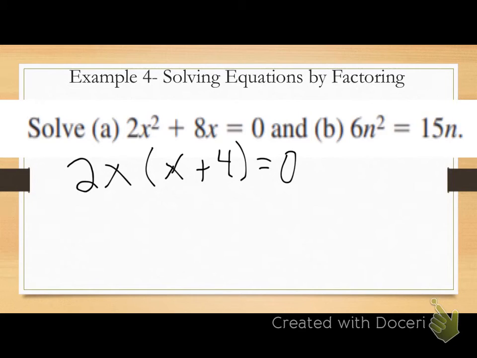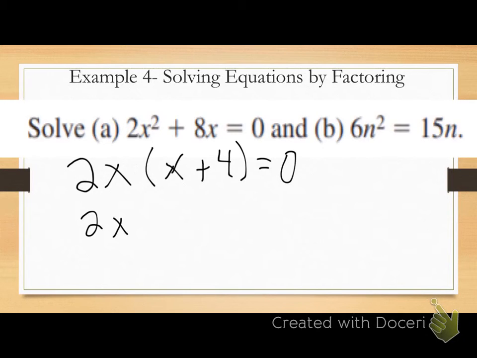Did I factor out the GCF? Yep. 1 and 4 don't have any other numbers besides 1 that go into them. They don't share any more variables, do they? So I've got the greatest common factor. What can I do from there? Yep. I'm using my, what property is it? Zero product property.